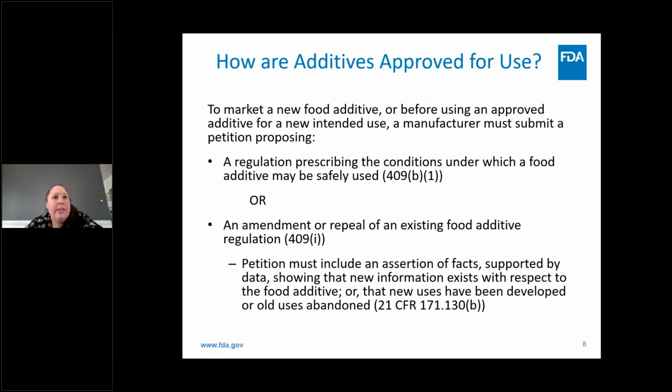So in the US, the FDA has the primary legal responsibility for determining the safe use of food additives. This means that before food additives can be marketed, a manufacturer must submit a petition where they propose a regulation outlining the conditions of use under which their food additive can be safely used. Alternatively, these manufacturers could also submit an amendment to an existing food additive regulation if they wish to amend the uses that are already approved.